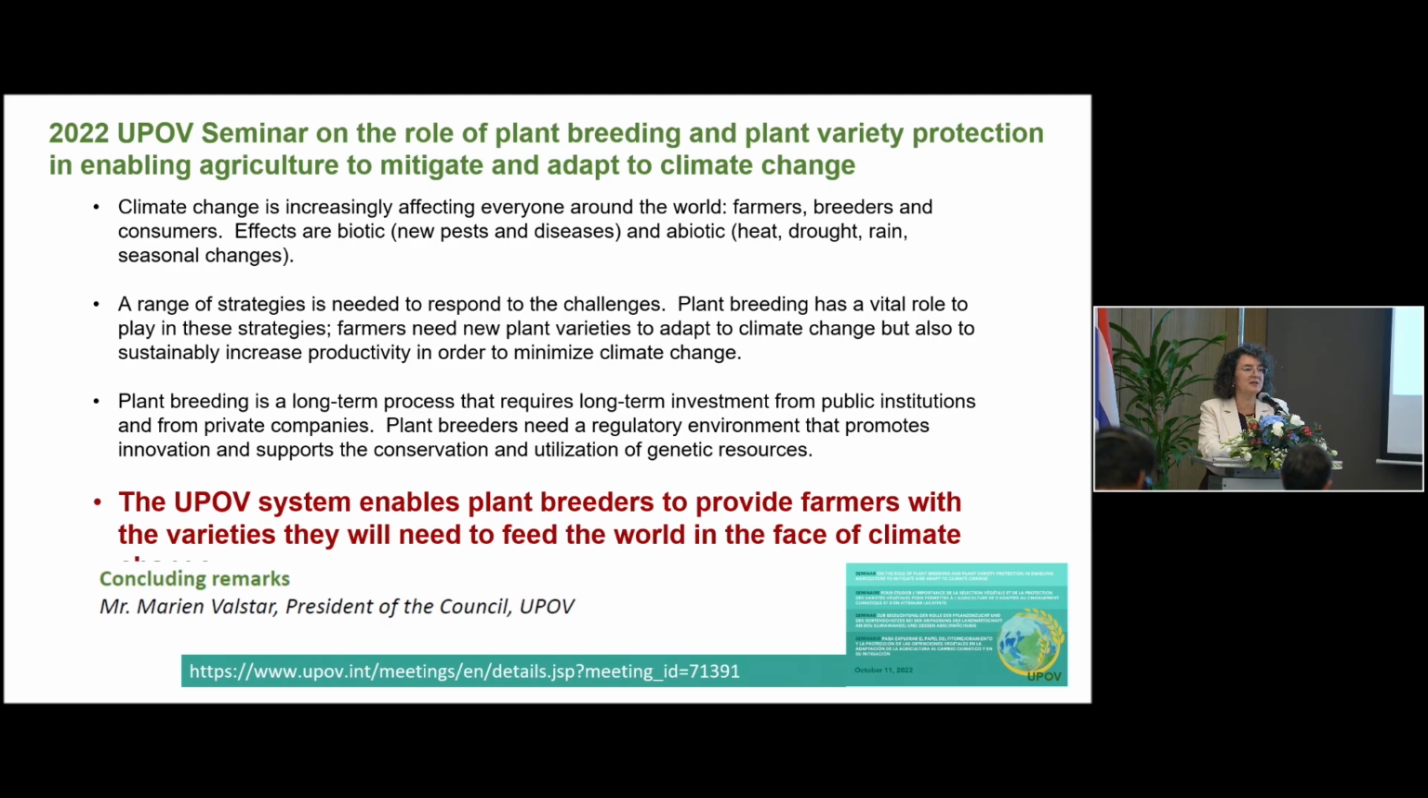And this is the key message I would like to share with you as a closing. The UPOV system enables breeders to provide farmers with the varieties they will need to feed the world in the face of climate change. So we are working together for this objective.